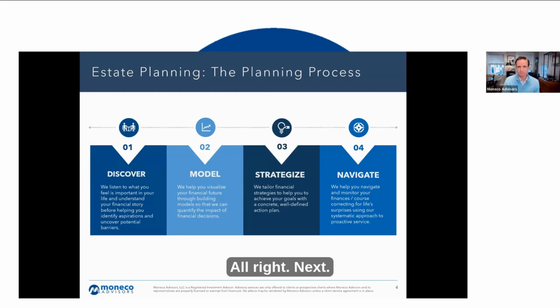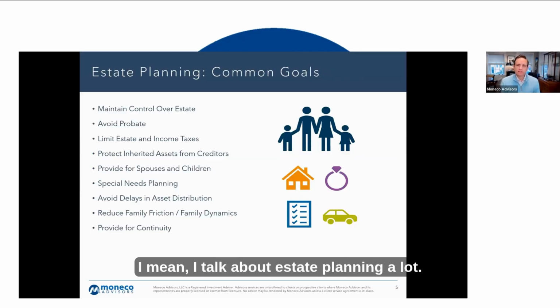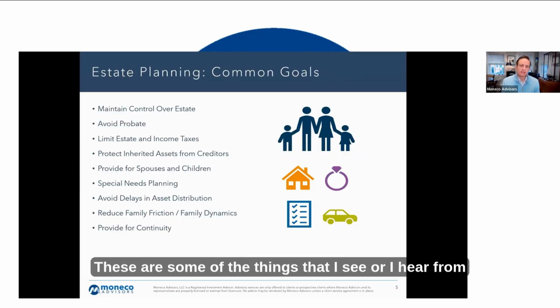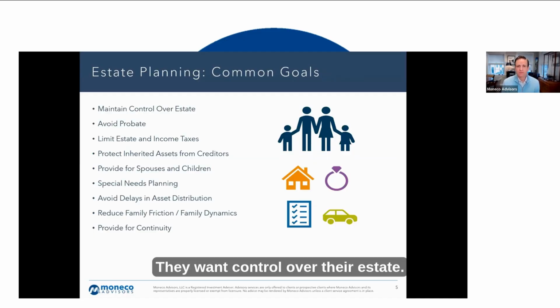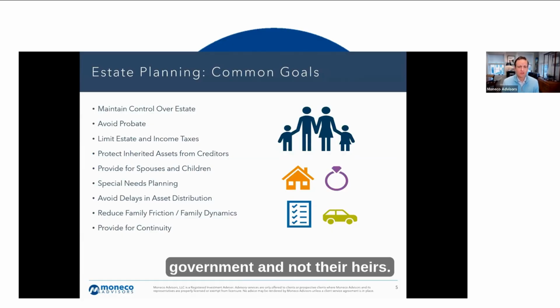All right, next. So what do we see? I talk about estate planning a lot. These are some of the things that I hear from clients, right? They want to avoid probate. They want control over their estate. They want to limit taxes, right? They're worried that all their hard-earned money is going to go to the government and not their heirs.